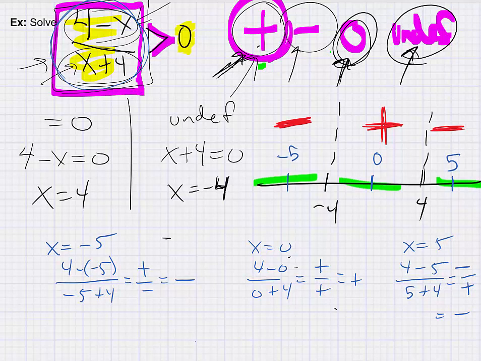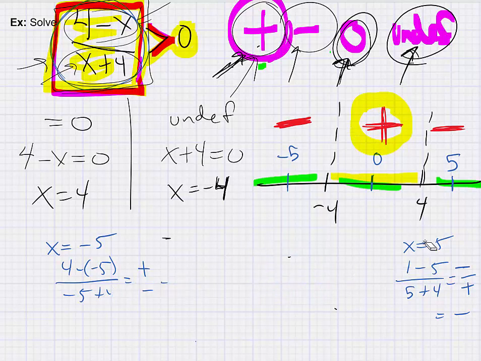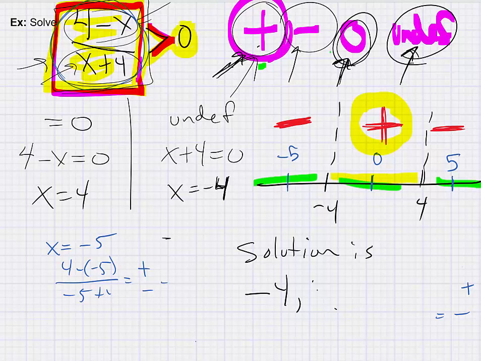So that means every x in this interval right here will yield a positive result for this fraction. Okay? And that's what we were looking for, right? We wanted this fraction to be greater than 0. Greater than 0 is positive, so that's where our answer is sitting. So I'm going to write our answer down. The solution is the interval from negative 4 to 4.